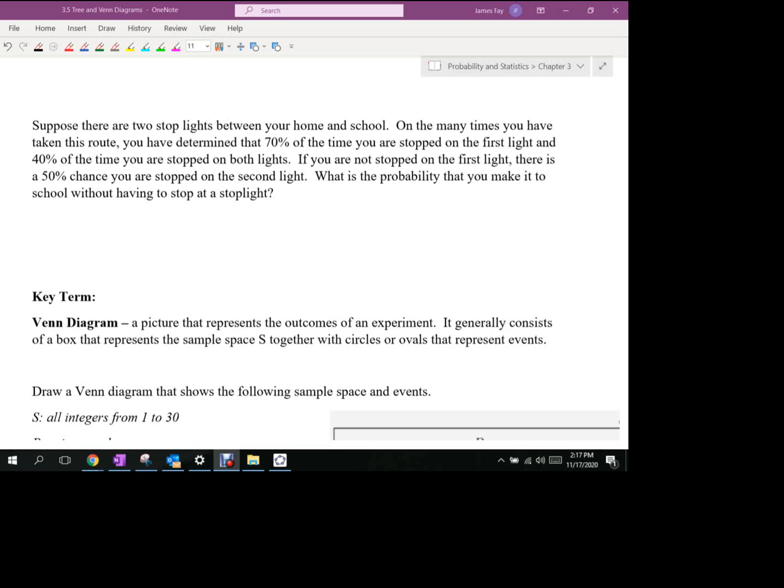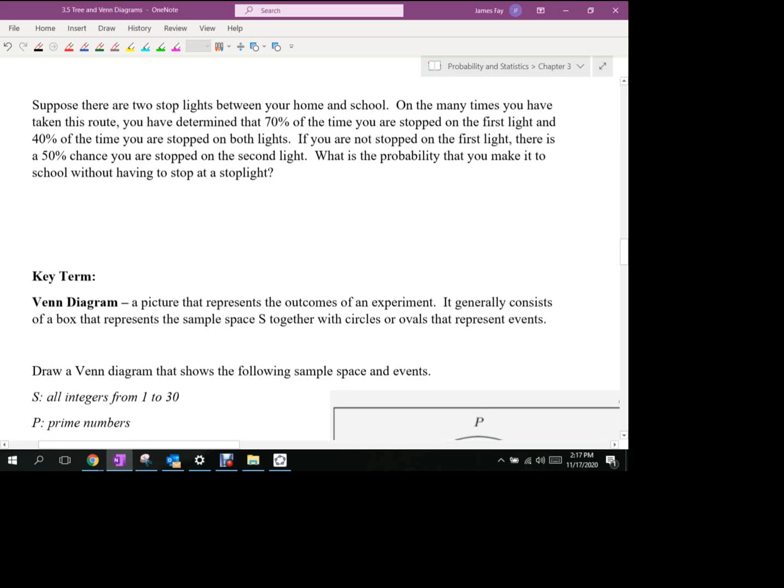All right, so we've been working with the tree diagrams, and I just want to do one more example here with the tree diagram. This one's a little bit different in regards to the information they provide us. We've got to be thoughtful once we start filling in probabilities.